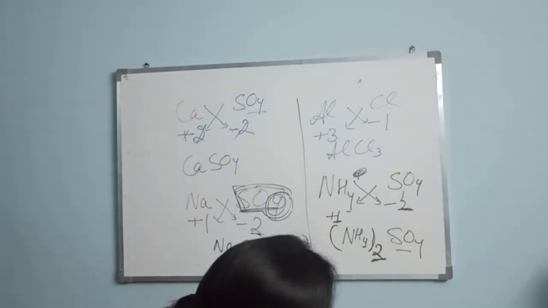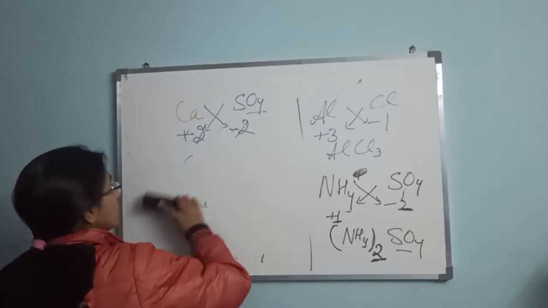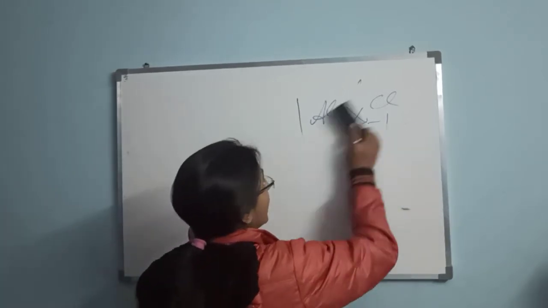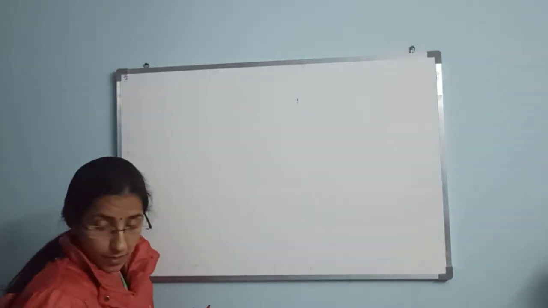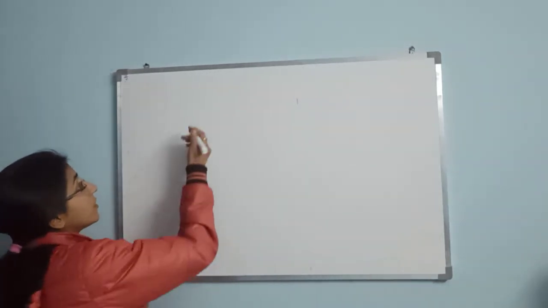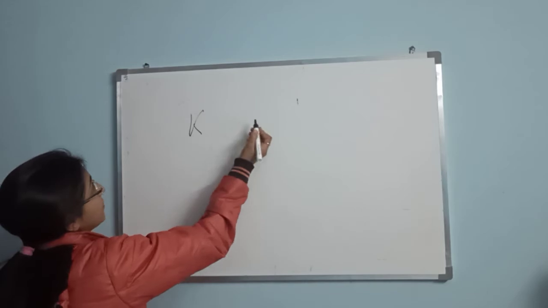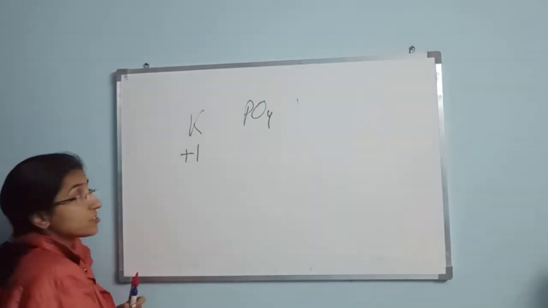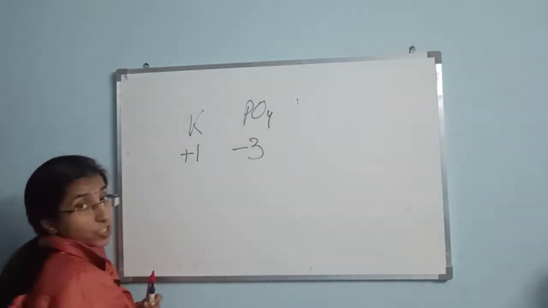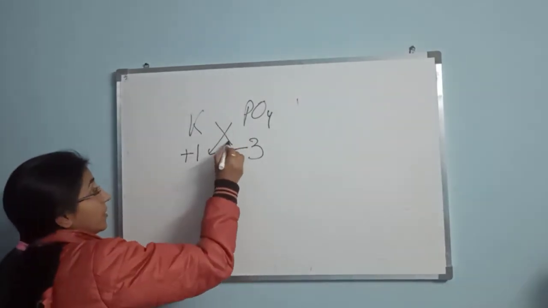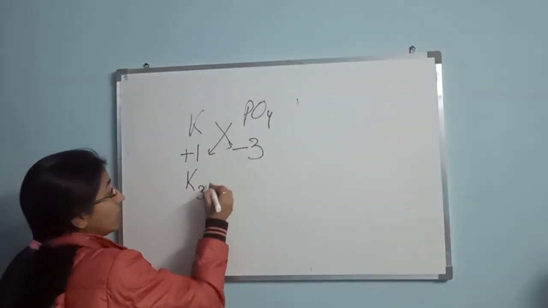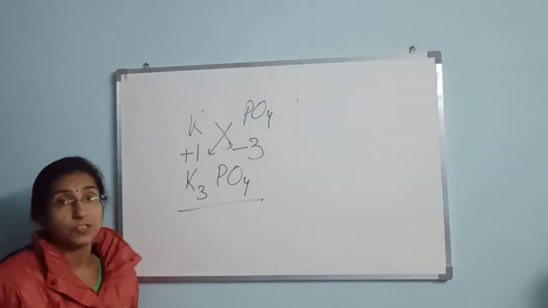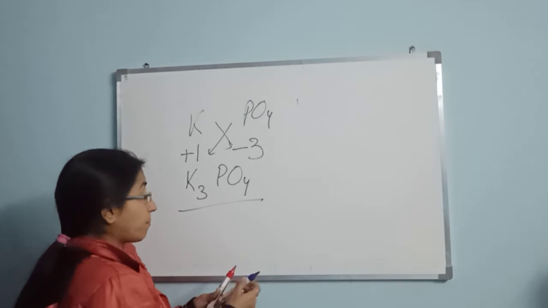Few other examples I am going to tell you. We can take any example of sulfate, phosphate, carbonate, anything. By this rule only, suppose we are having potassium and we are having phosphate. Fine, potassium is having the charge of +1, phosphate will have the charge of -3. Multiply. K3PO4, potassium phosphate.